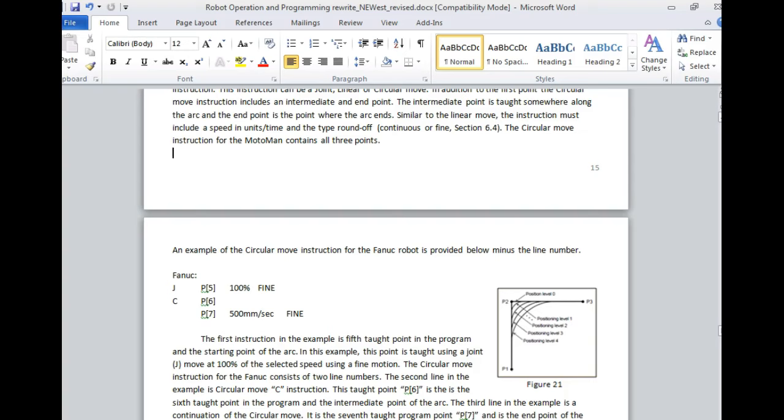And you have to specify the speed in units. So this would be what? 50 millimeters per second. 500, I'm sorry. I've got my glasses.